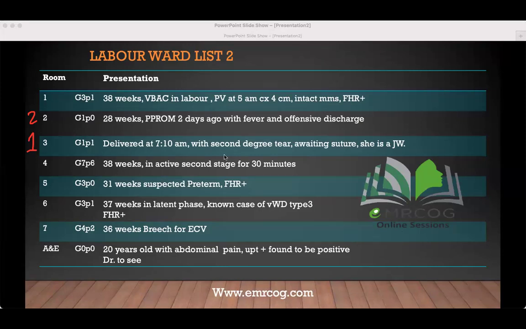Room number 3, you have to attend yourself. You are going to inform everyone in the team: your consultant, the hematologist, and even the consultant anesthetist. But you will say that you will go first to this room. You have to go first yourself. Active bleeding, you have to go. Okay, so room number 2.